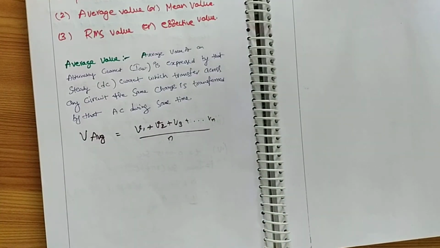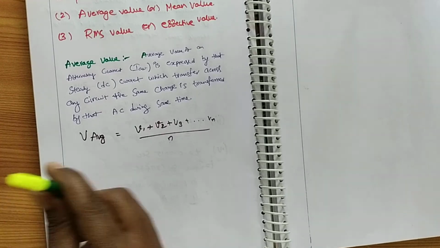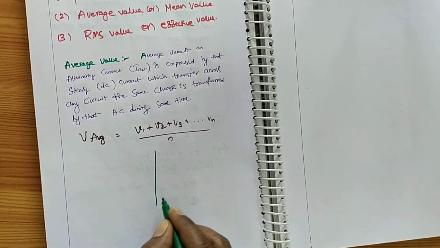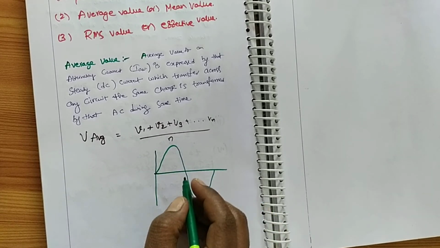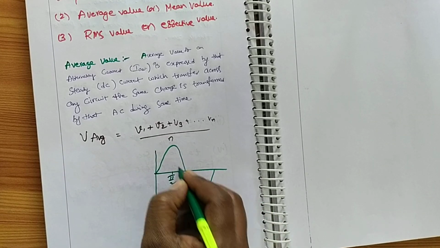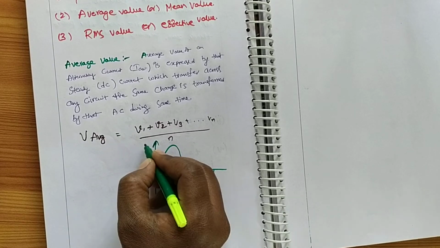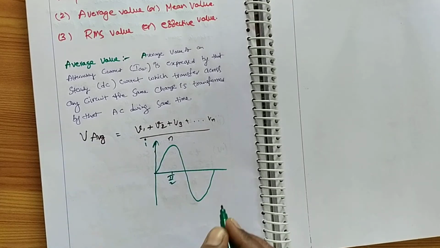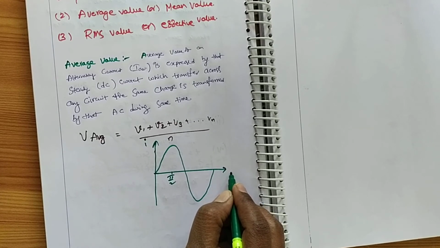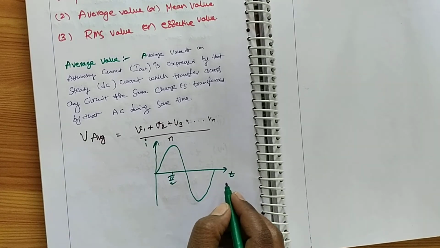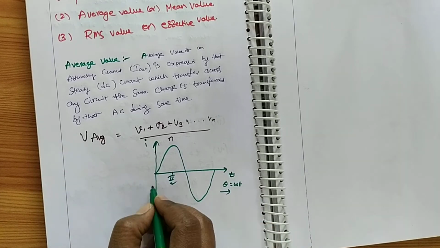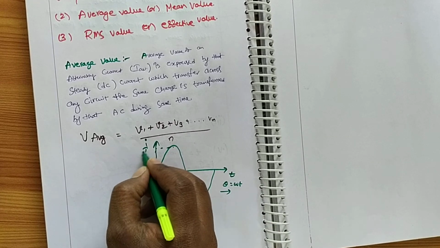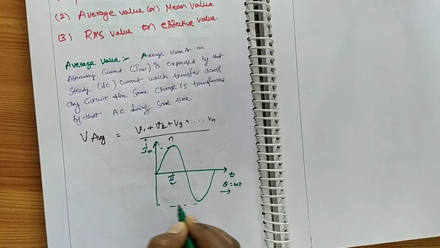Consider one cycle, which has a positive cycle and a negative cycle. Let I be the current on the y axis, and on the x axis the time period t, with theta equal to omega t. The positive maximum value is Im, and the negative maximum value is minus Im for one cycle.